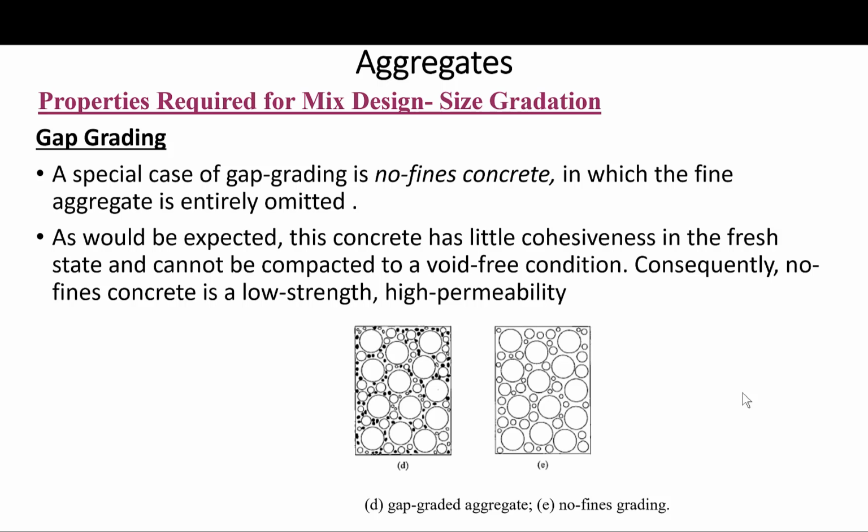Consequently, the no fines concrete is a low strength, high permeability material in which coarse aggregate, lightly compacted by gravity or by light riding, is cemented together by paste rather than mortar, but without completely filling the voids between the aggregates. So the advantages of the no fine concrete are its low density, low drying shrinkage, and high thermal insulation, which can be used when structural requirements are not very high. Okay.